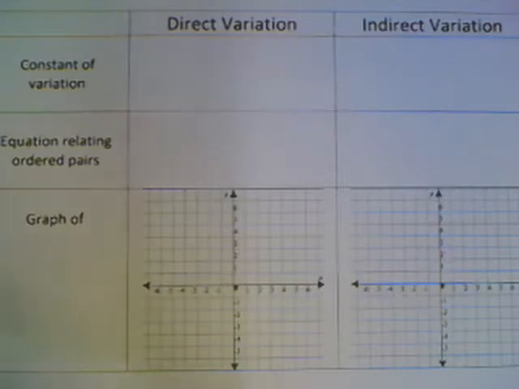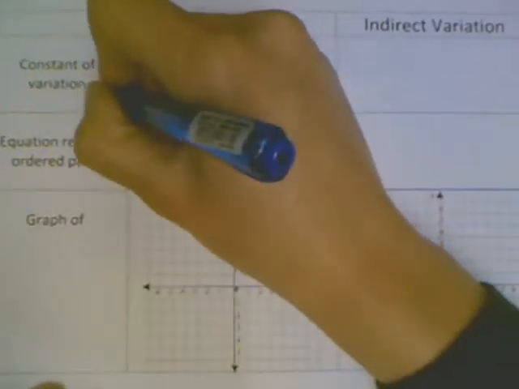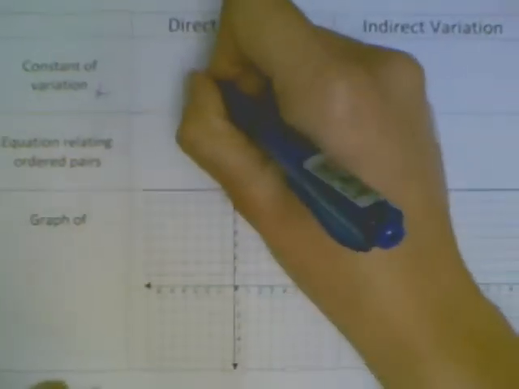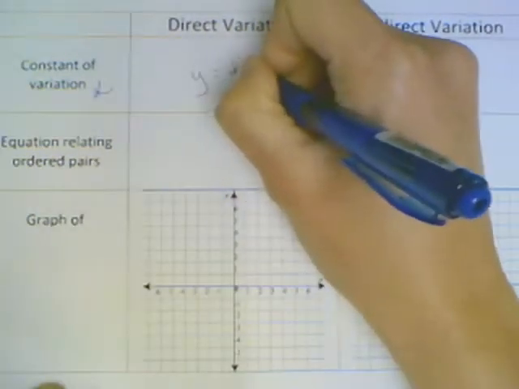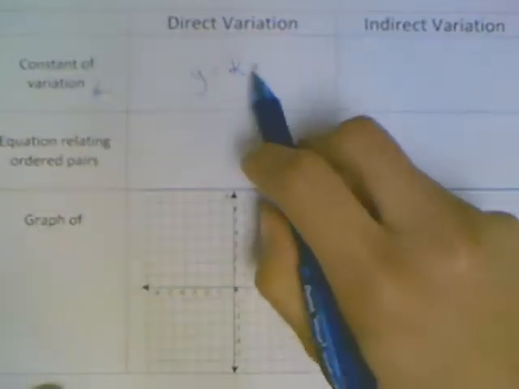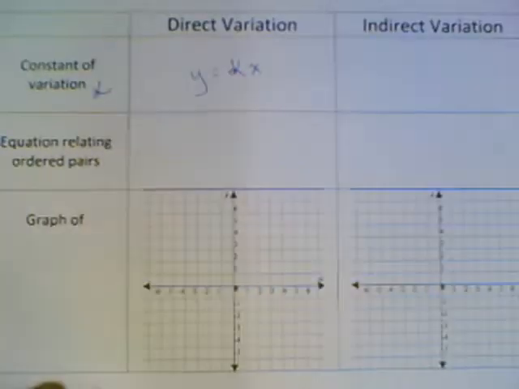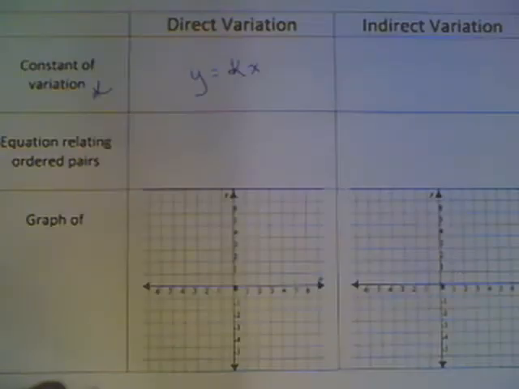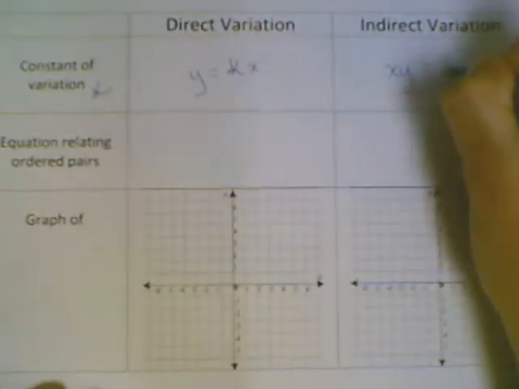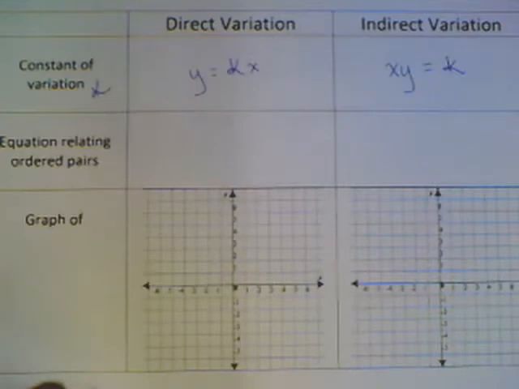Let's discuss indirect variation first by relating it to direct variation. In direct variation, if we talk about the constant of variation, a letter that we call k, that is usually in the equation y equals k times x. So the constant of variation is being multiplied by the variable x. For indirect variation, this equation is much different. In indirect variation, x times y equals the constant of variation, k.